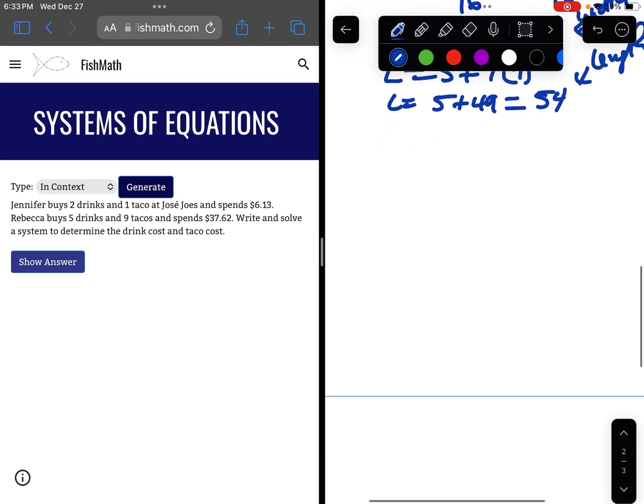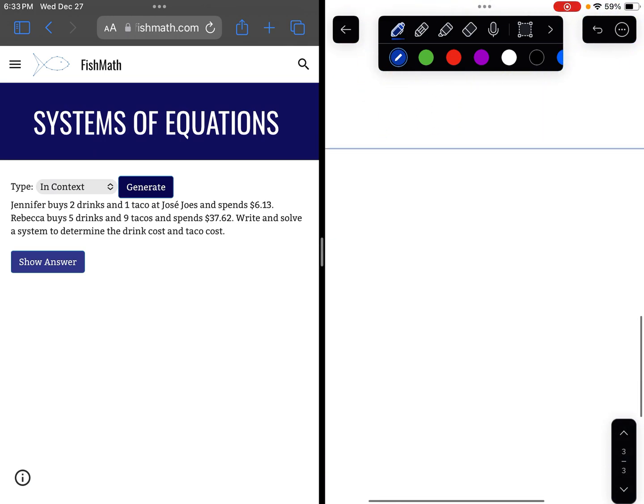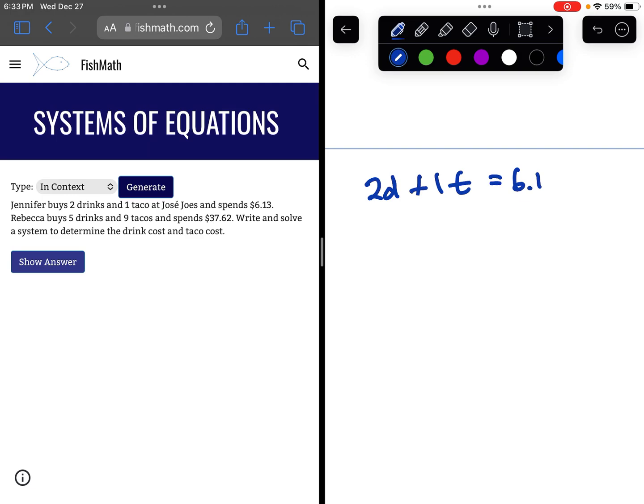Let's do one more here. Let's do this last one. So it says 2 drinks plus 1 taco is $6.13, and then 5 drinks plus 9 tacos is $37.62. I'm going to do elimination for this one. I'm going to do this one times negative 9.